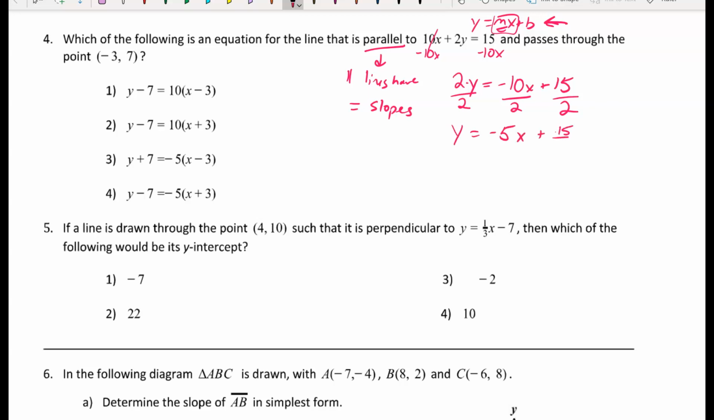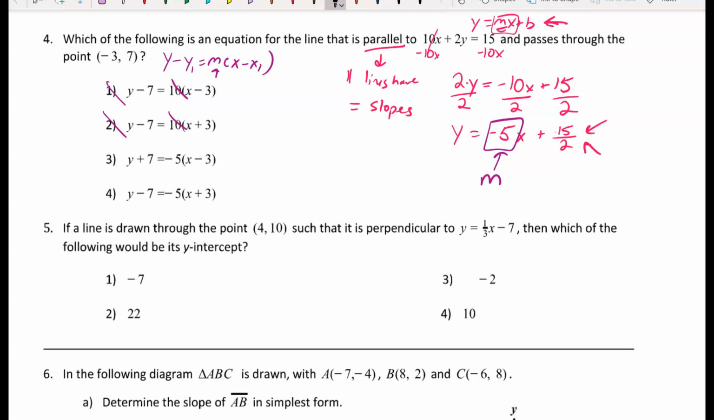You could simplify if you want, that's just 7.5, but I actually don't care about the y-intercept here. If I'm looking for a line parallel to this given line, I only care about the slope. So I know that -5 definitely has to be my slope of the line, and if I'm trying to look at these equations in point-slope form, remember the number next to the x minus x1 should be the slope. So number 1 and 2 both have a slope of 10, so I'm between 3 and 4 now.